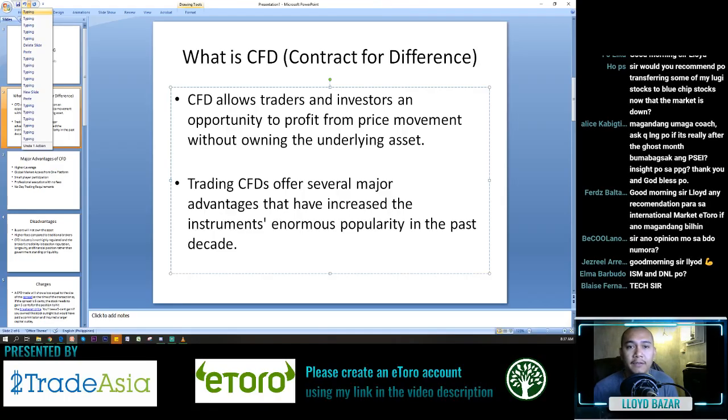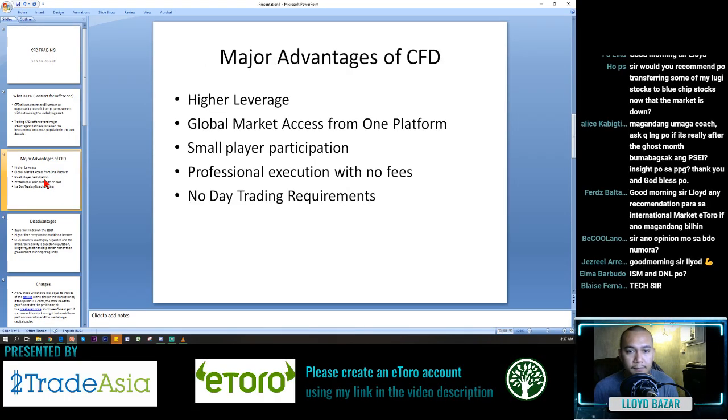Okay? Moving forward, now what is the major advantage of CFD? Kasi may advantages on CFDs and meron din siyang disadvantages, and we're gonna be talking about that. One of the favorite advantages ko po with CFD is higher leverages. Especially sa mga day traders. We have day traders here. Mga kaibigan ko dito sa Cebu, ang yayaman na dahil nagde-day trade sila using CFDs, using eToro to be specific. Sa eToro po kami kasi CFD broker po si eToro. Sa kanila po kami nag-trade.